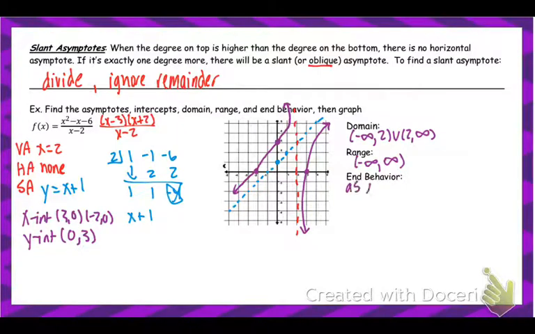End behavior also is going to look a little different than the ones we've done so far. As x approaches negative infinity, y is approaching negative infinity. It continues to get smaller. It does approach that asymptote, but that asymptote is approaching negative infinity. So we don't need to say that it actually approaches the asymptote. Then as x approaches positive infinity, y is approaching positive infinity.